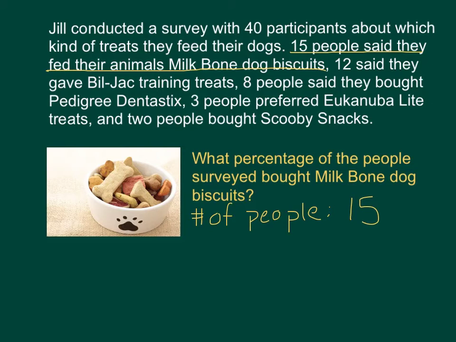And where we get the number for our fraction, we have our 15 is the numerator of our fraction that we're going to be writing. So we have 15 out of, and then we need the total number of people that were surveyed, which is 40. So we had 40 total participants. That will be our denominator for pretty much every percentage that we use in this problem. So we had 15 out of 40 people chose Milk-Bone dog biscuits. And we're going to need to make that fraction into a percentage, which is something that we've done previously in the year.